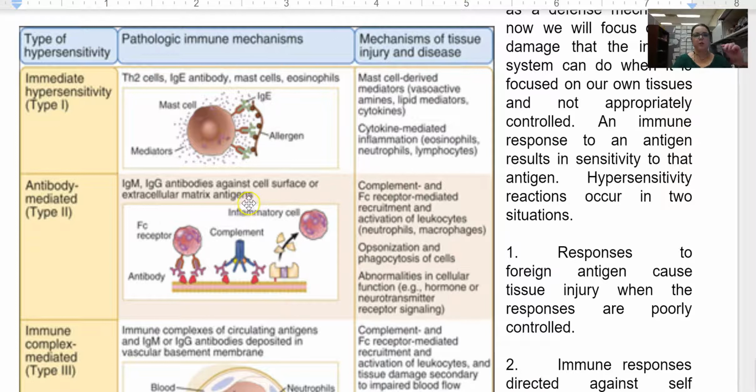Type 2 is what we call the cytotoxic hypersensitivities. So in this case, you have IgM or IgG antibodies that are binding to a cell surface and often leading to the killing of that cell, typically by complement. It's often complement mediated. And occasionally we'll see a non-cytotoxic type 2 hypersensitivity where it basically blocks the ability of the cell to function as it should. So those are the 2 types of type 2 hypersensitivity. You've got cytotoxic and non-cytotoxic.